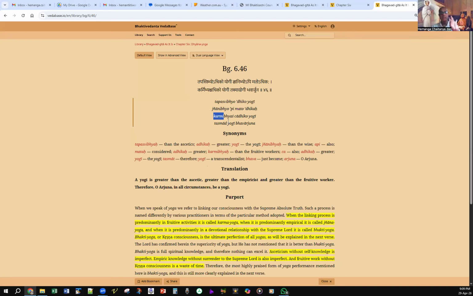Okay, is it clear? So yogi is higher than tapasvi. Tapasvi is an ascetic, doing a lot of tapasya. Yogi is higher than the empiricist, which is a jnani. And yogi is higher than a fruitive worker, which is a karmi. Why? If you look at a tapasvi, he is doing a lot of austerity. But if the result of the austerity is not Krishna prema, is it a good tapasya?